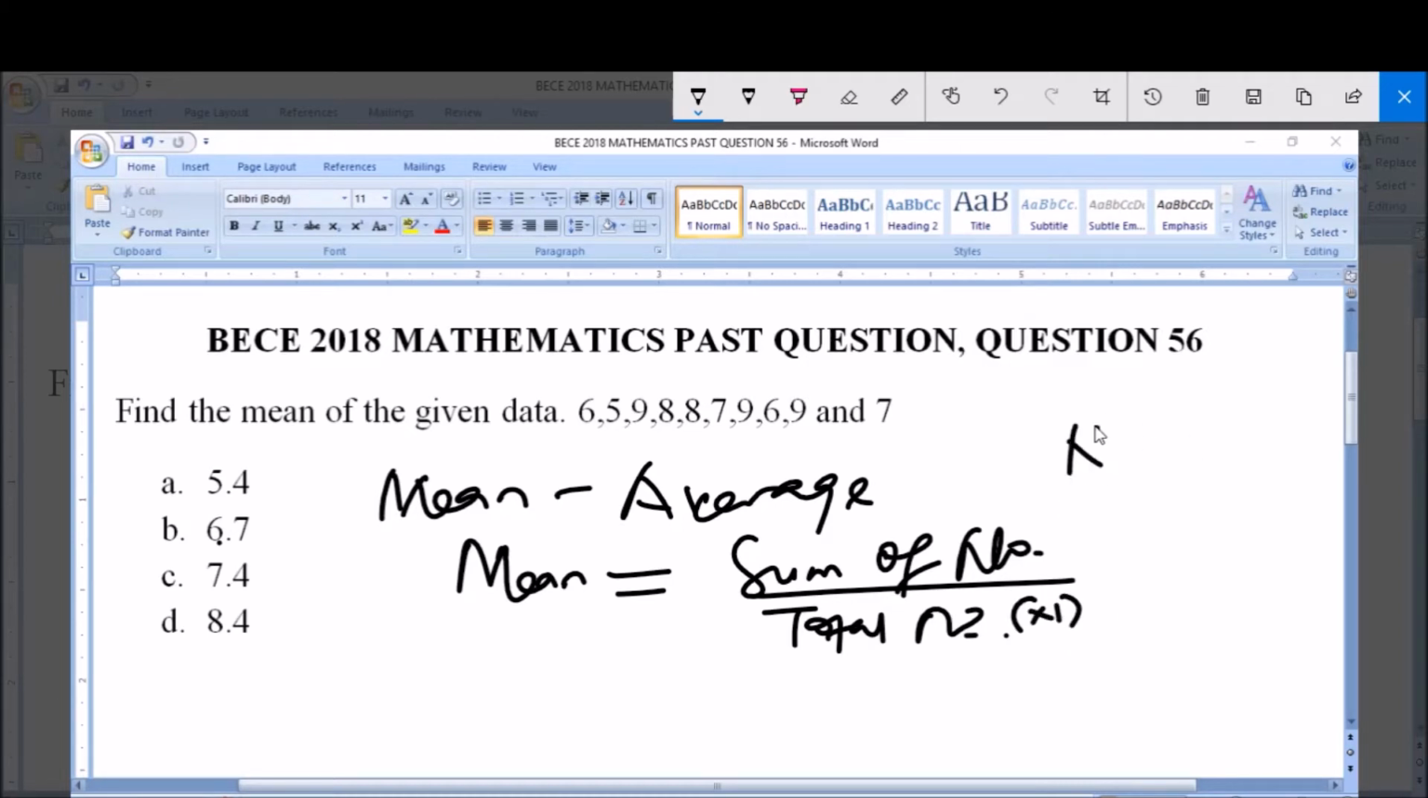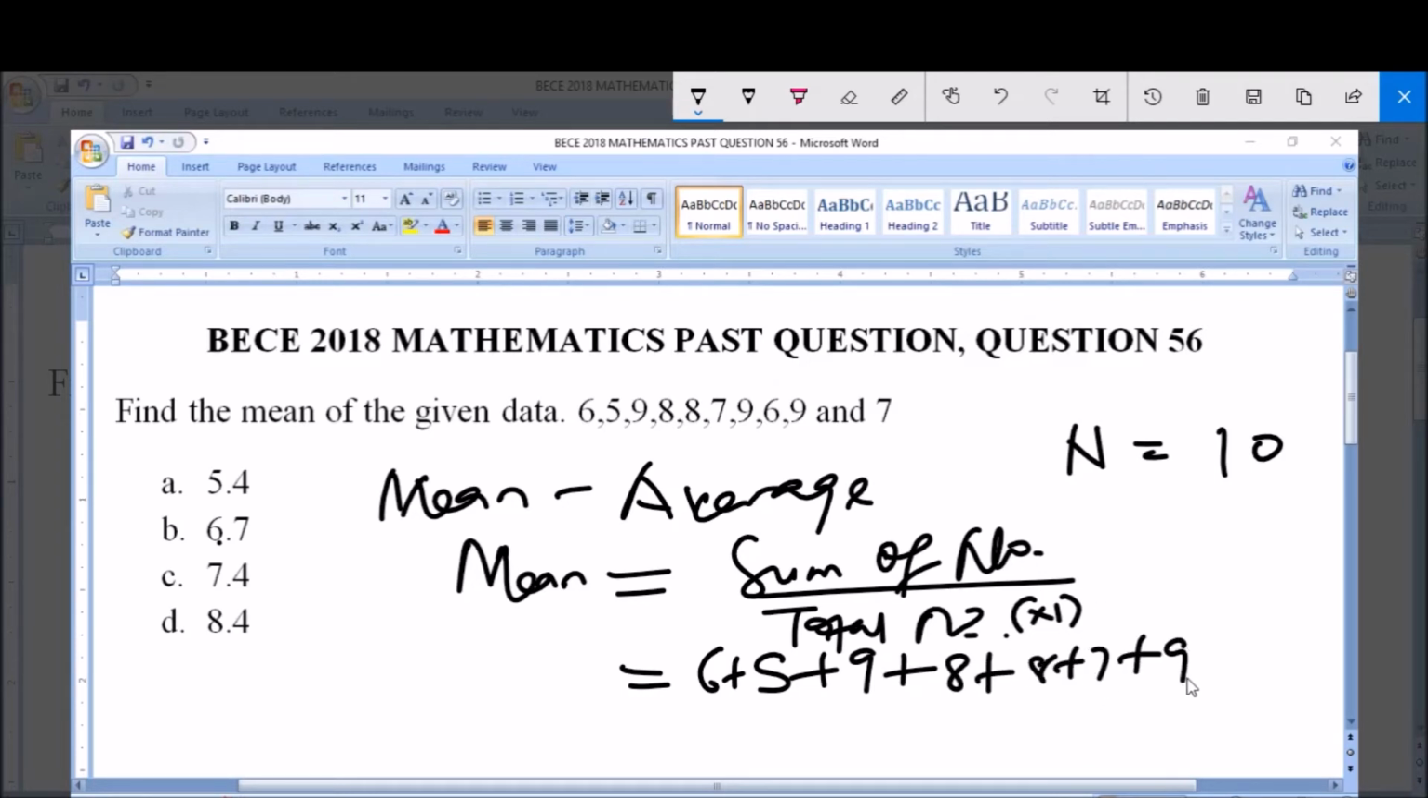And like we know, n from here is equal to what? 1, 2, 3, 4, 5, 6, 7, 8, 9, and 10. So n is equal to 10. So the mean is equal to the sum of all these numbers, that is 6 plus 5 plus 9 plus 8 plus 8 plus 7 plus 9 plus 6 plus 9 plus 7.